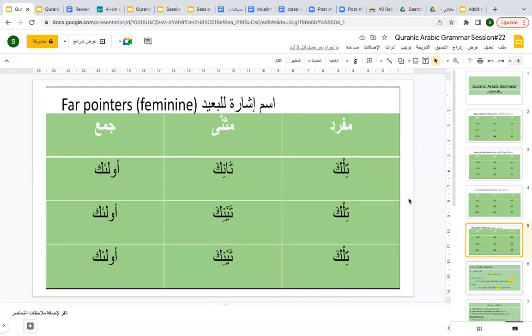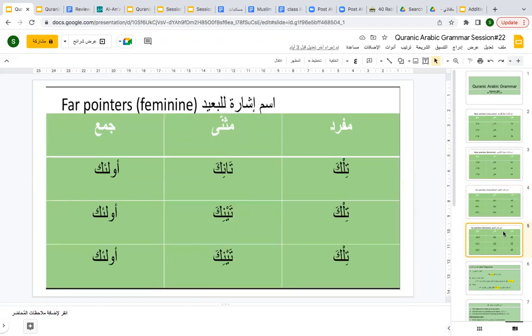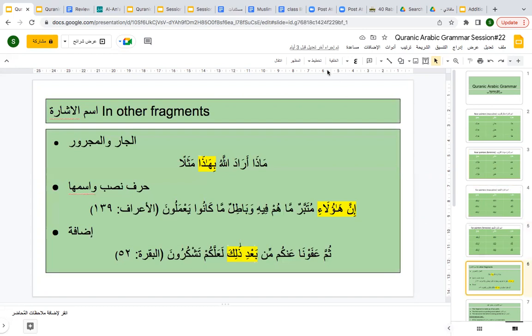Alhamdulillah. And these are your far pointers. This is your masculine far pointer, and this is your feminine far pointer. Okay. So these pointers, these ism ishara, can be seen in the Quran in other fragments as well.